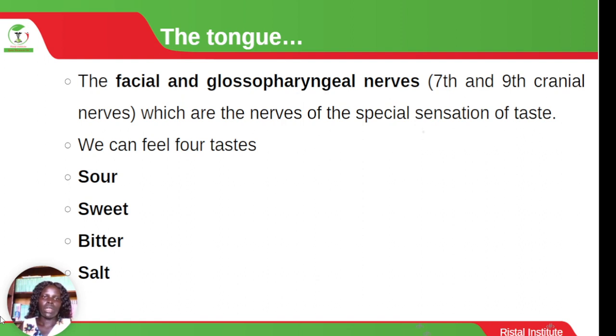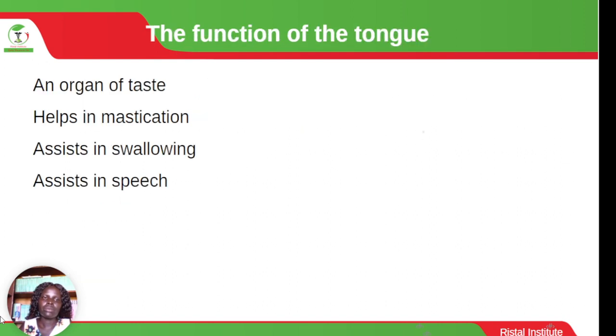The facial and the glossopharyngeal nerves, that is the seventh and the ninth cranial nerves, which are the nerves of the special sensation of taste. We can feel four tastes, that is the sour, sweet, bitter, salt.